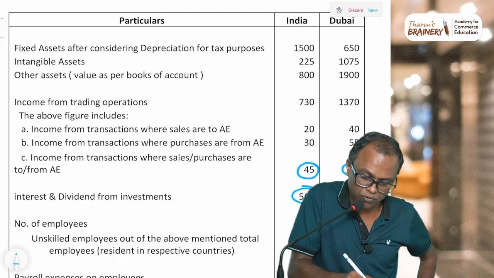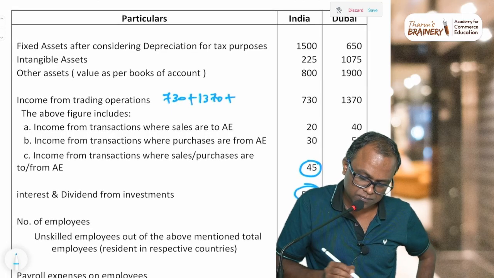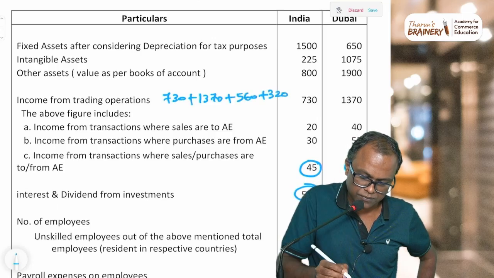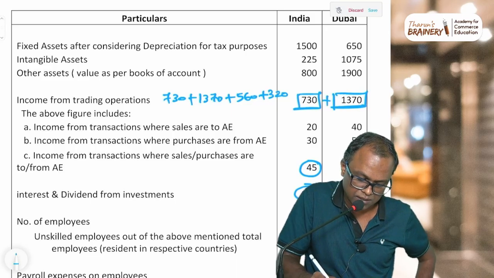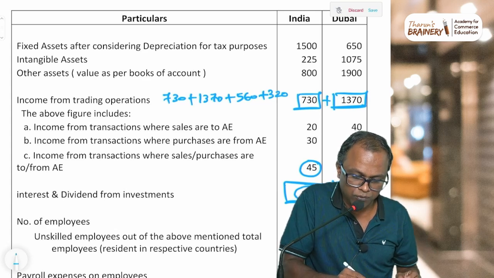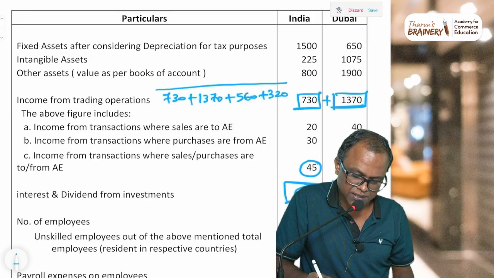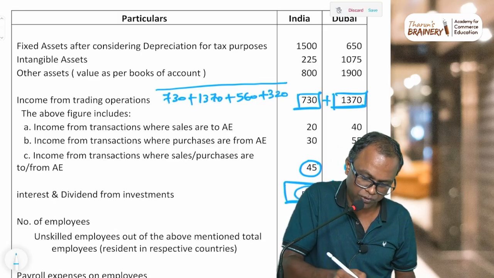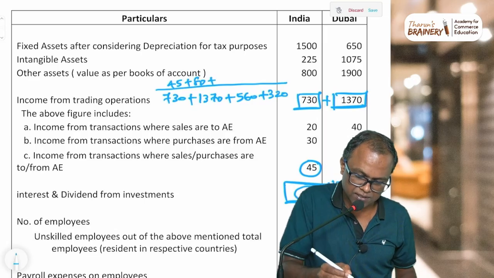So what is the total income of the foreign company? That is 730 plus 1370 plus 560 plus 320. This is the total income of the foreign company. Out of which, what is the passive income? Passive income here is 45 plus 80, passive income because it is income from transaction where sale or purchase are to and from AE. 45 plus 80 plus interest and dividend 560 plus 320.